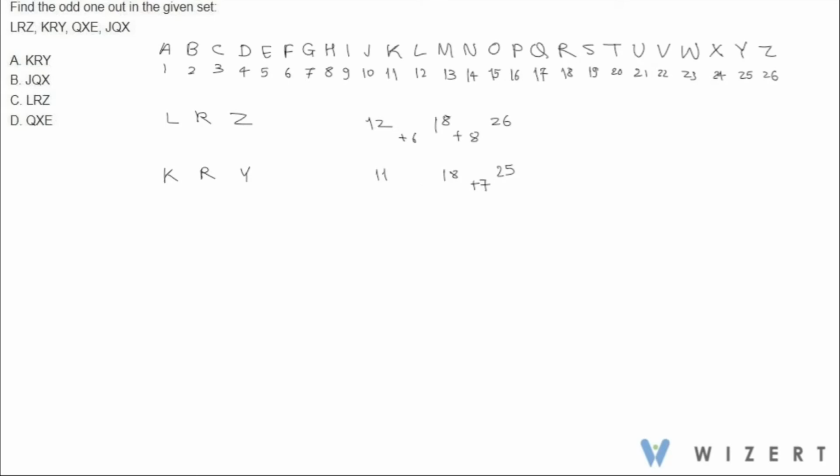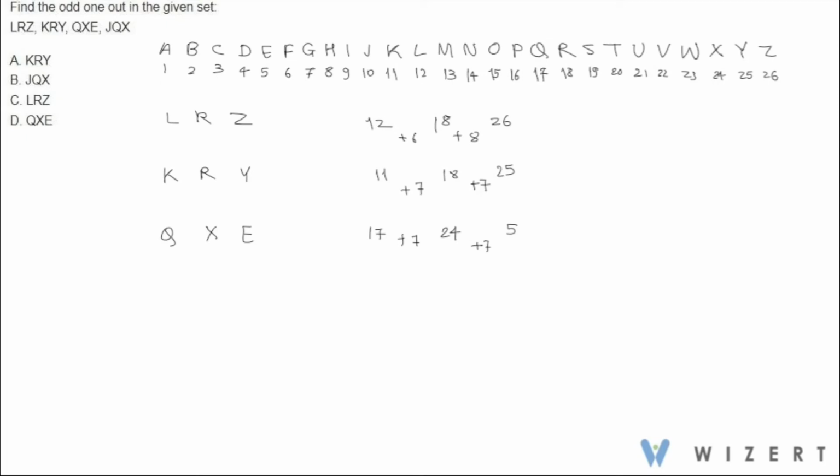So let's see Q X E. Q is 17, X is 24, and E is 5. So 17 plus 7 is 24, and 24 plus 7, see, 24, 25, 26, 27, or 1, 2, 3, 4, 5. So we are again at plus 7.